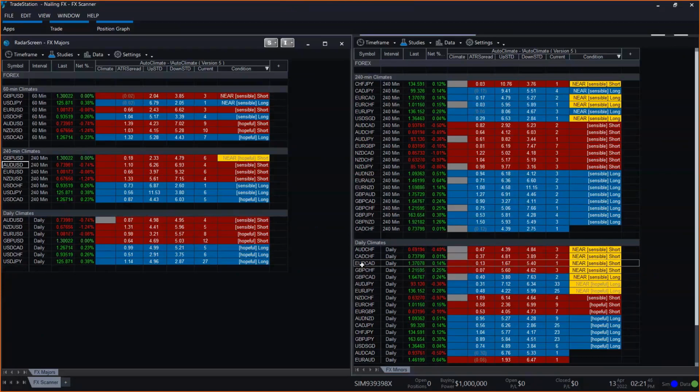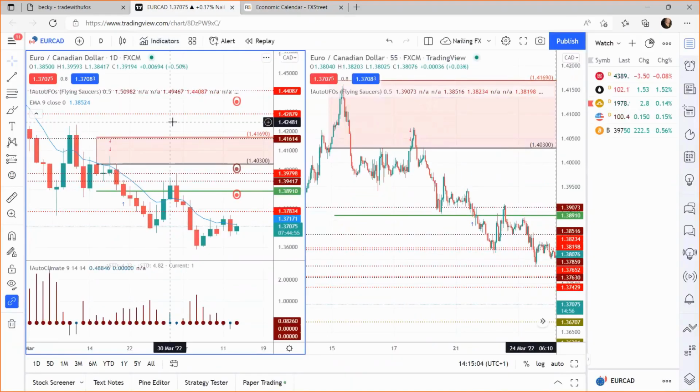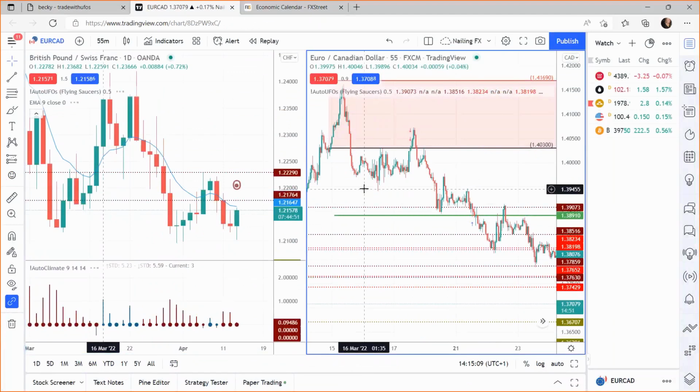So Euro Canadian first. In fact, let's look at the Pound Swiss first, considering what we just spoke about with avoiding or trying to avoid trades that might be impacted by news. Let's start with the Pound Swiss. So we'll come here, we'll go back here, and we'll look at the Pound Swiss. So I'm choosing Oanda data.